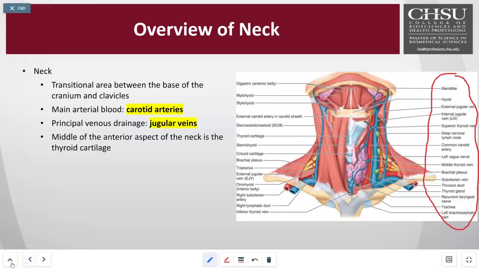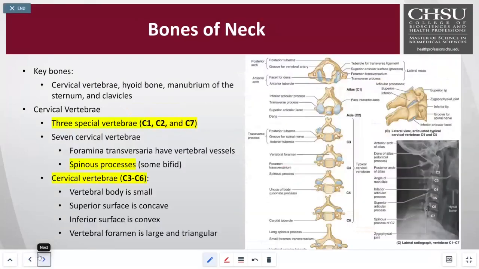Okay, so carotid arteries and then jugular vein. Now the first section is going to go over some of the bone structure. We'll start off with a little bit on the posterior side of the neck, and we'll talk a little bit about the first couple of vertebrae.